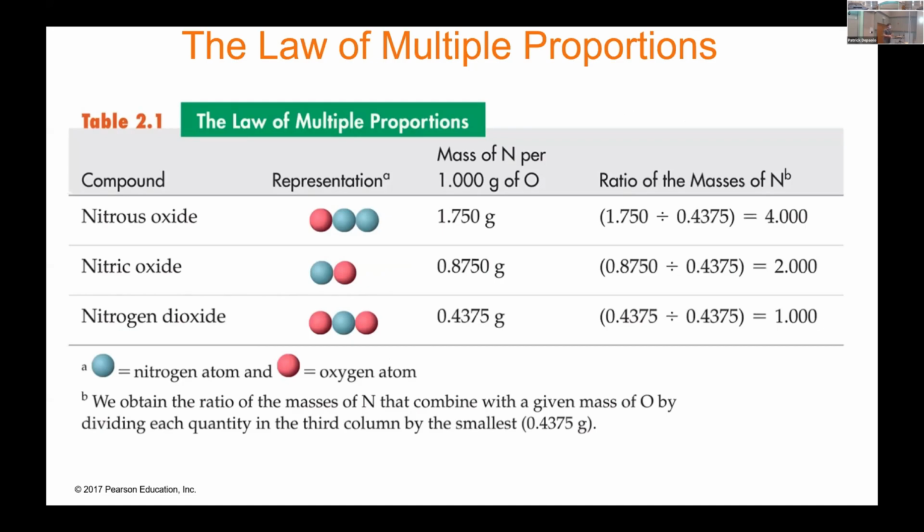Nitrogen and oxygen form 3 major compounds: nitrous oxide, which is N2O, nitric oxide, which is NO, and then nitrogen dioxide, which is NO2. And you can take the ratios. It doesn't have to be of nitrogen to oxygen. It could be oxygen to nitrogen, and you'll still get the same answer.